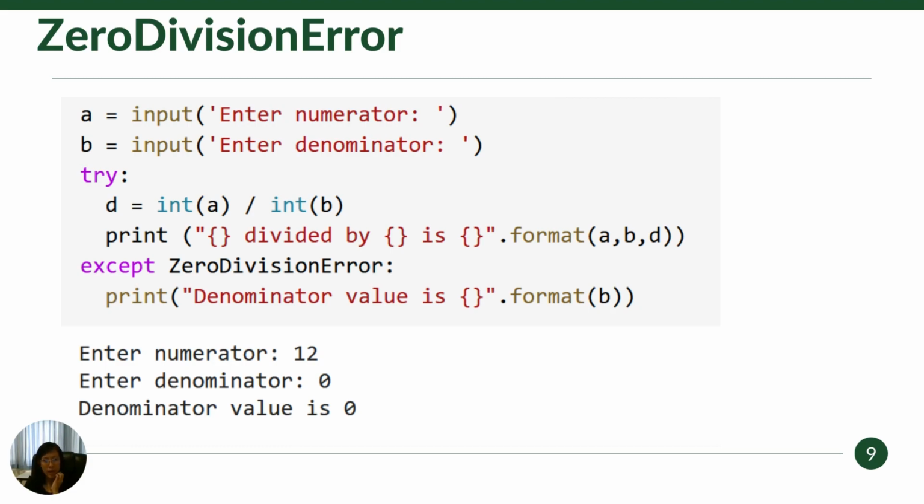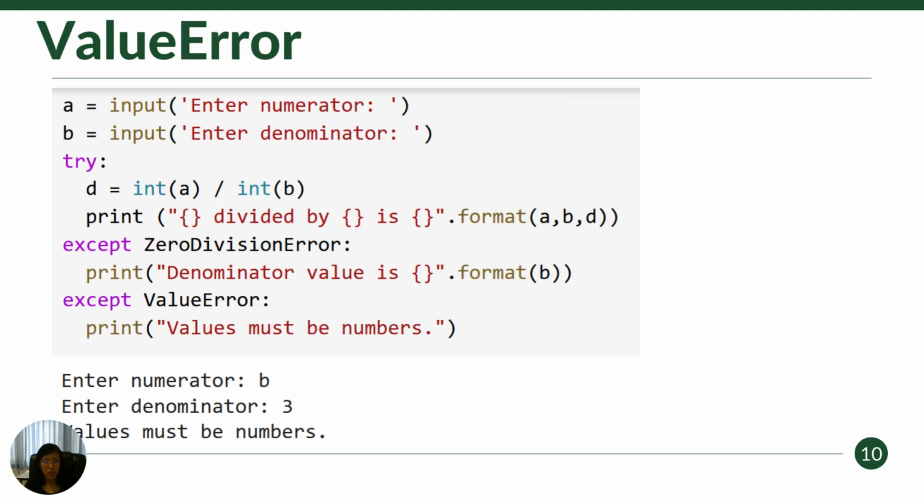Then we try to catch the zero division error. If this zero division error occurs, instead of crashing the program, we will print out that the denominator value is 0. So we tell the user that the denominator value must be a number more than 0, but your value is 0. So we give this information. So in one program, can we catch more than one error? Of course. You can catch both zero division error and value error with different types of information.